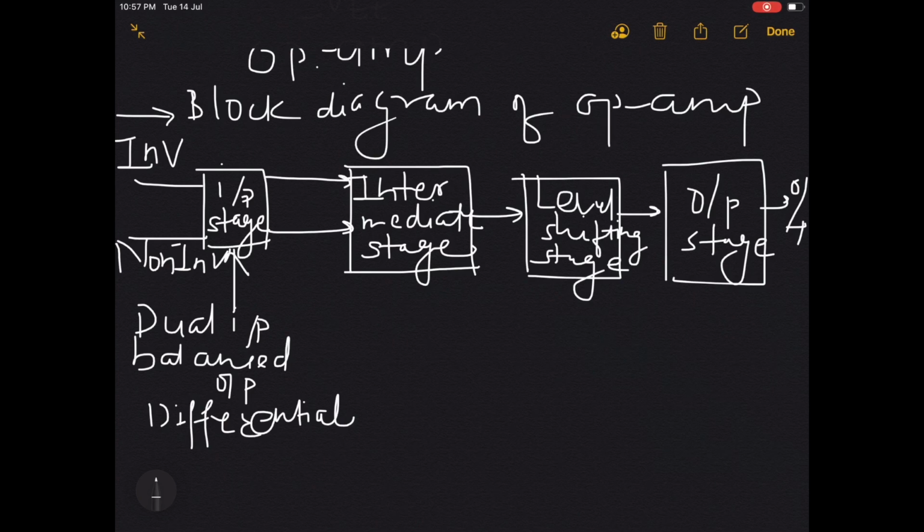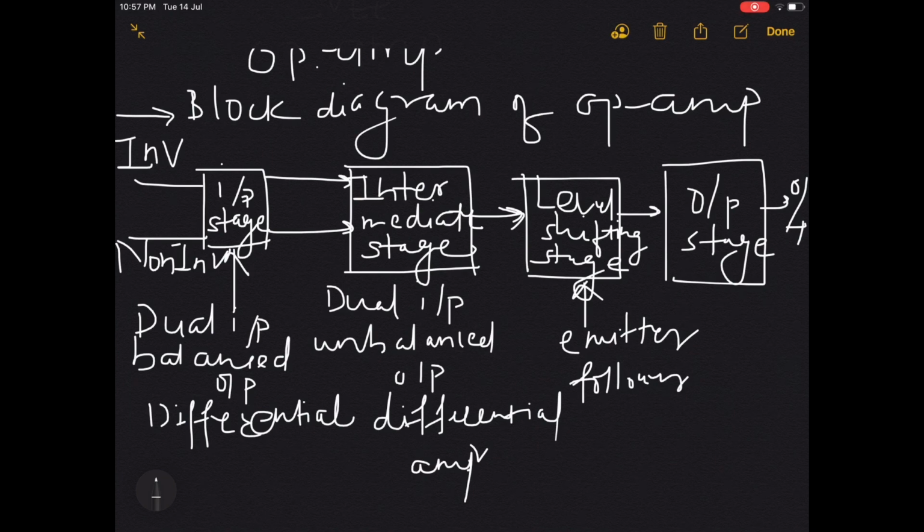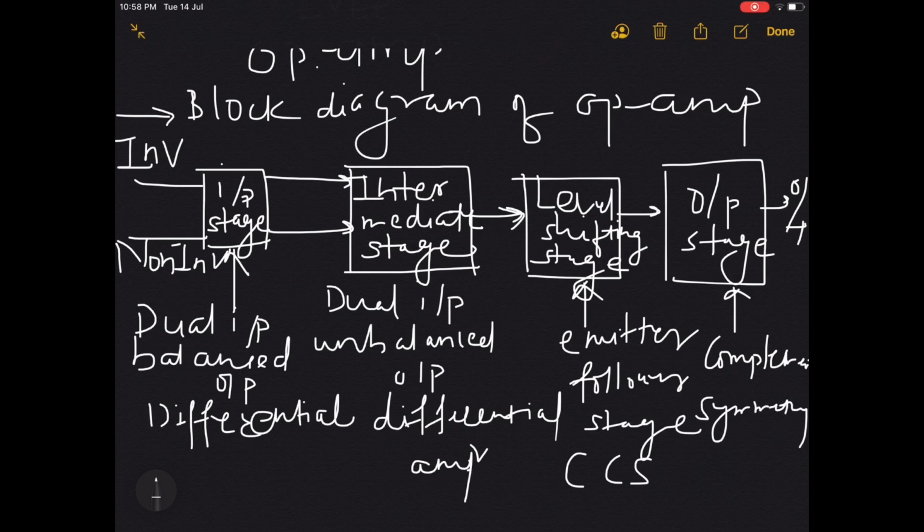Then in the intermediate stage, 2 inputs are there and 1 output is there. So, this is an unbalanced stage. This block is also known as dual input unbalanced output. Which circuit? Differential amplifier. This is also a differential amplifier. Then the level shifting stage contains which circuit? That is the emitter follower circuit using constant current source. And the output stage contains a complementary symmetry push pull amplifier.